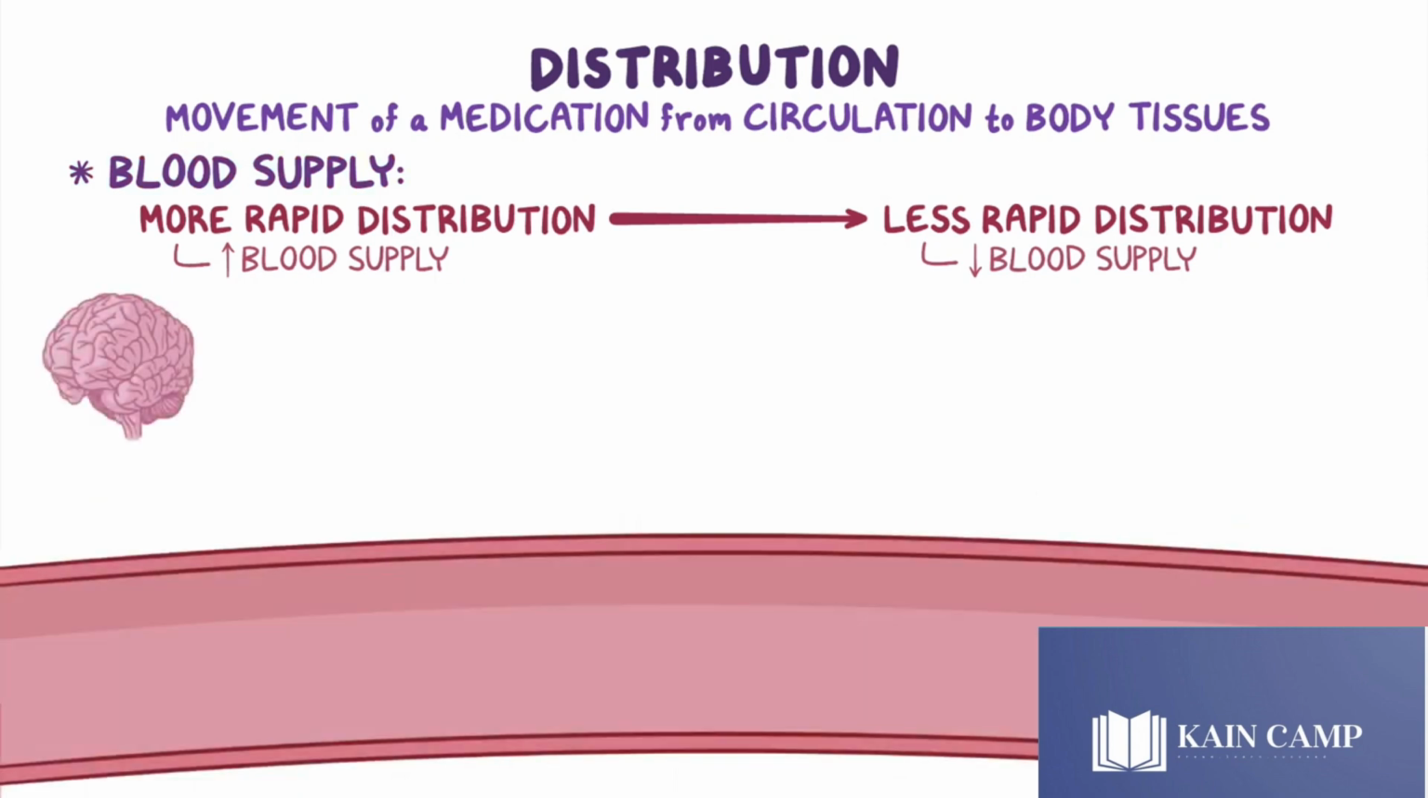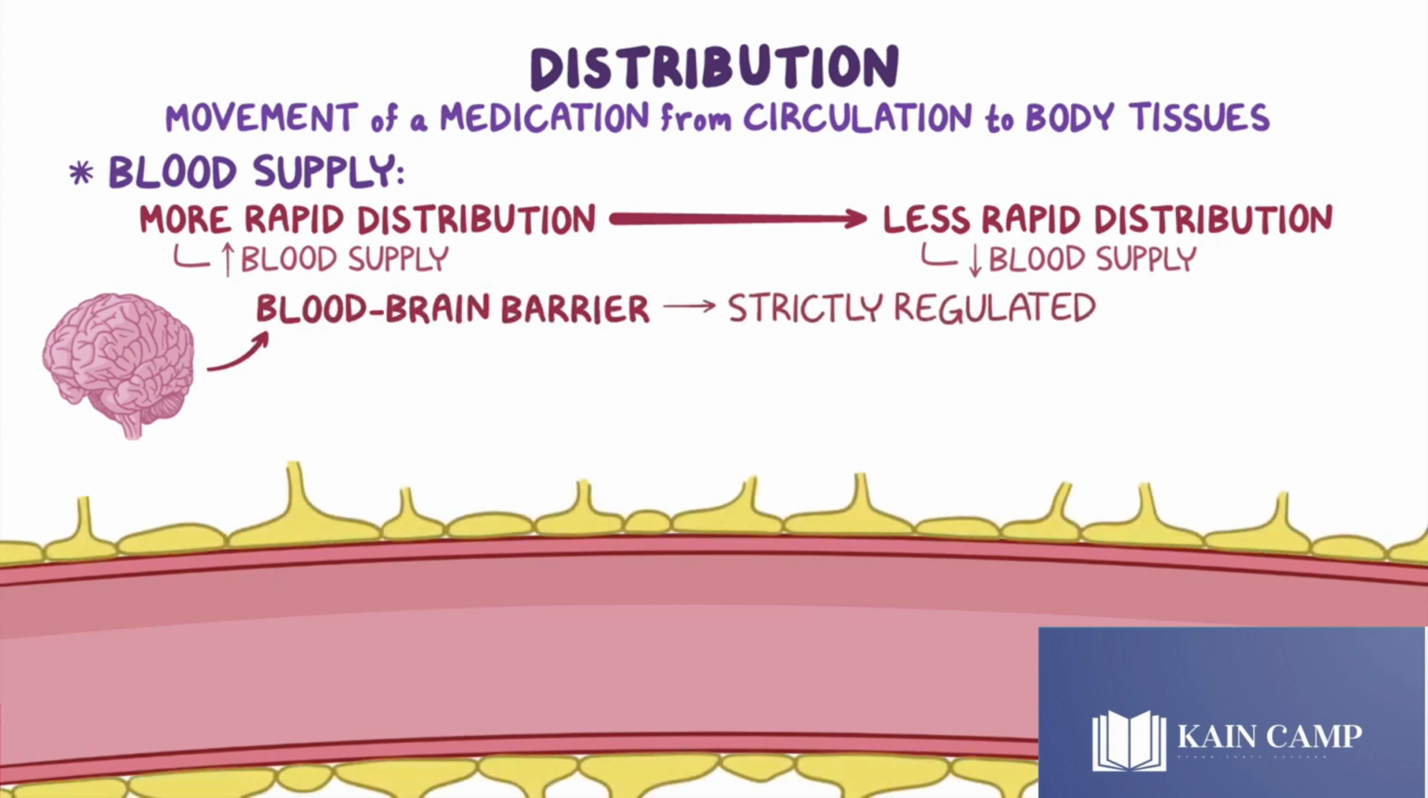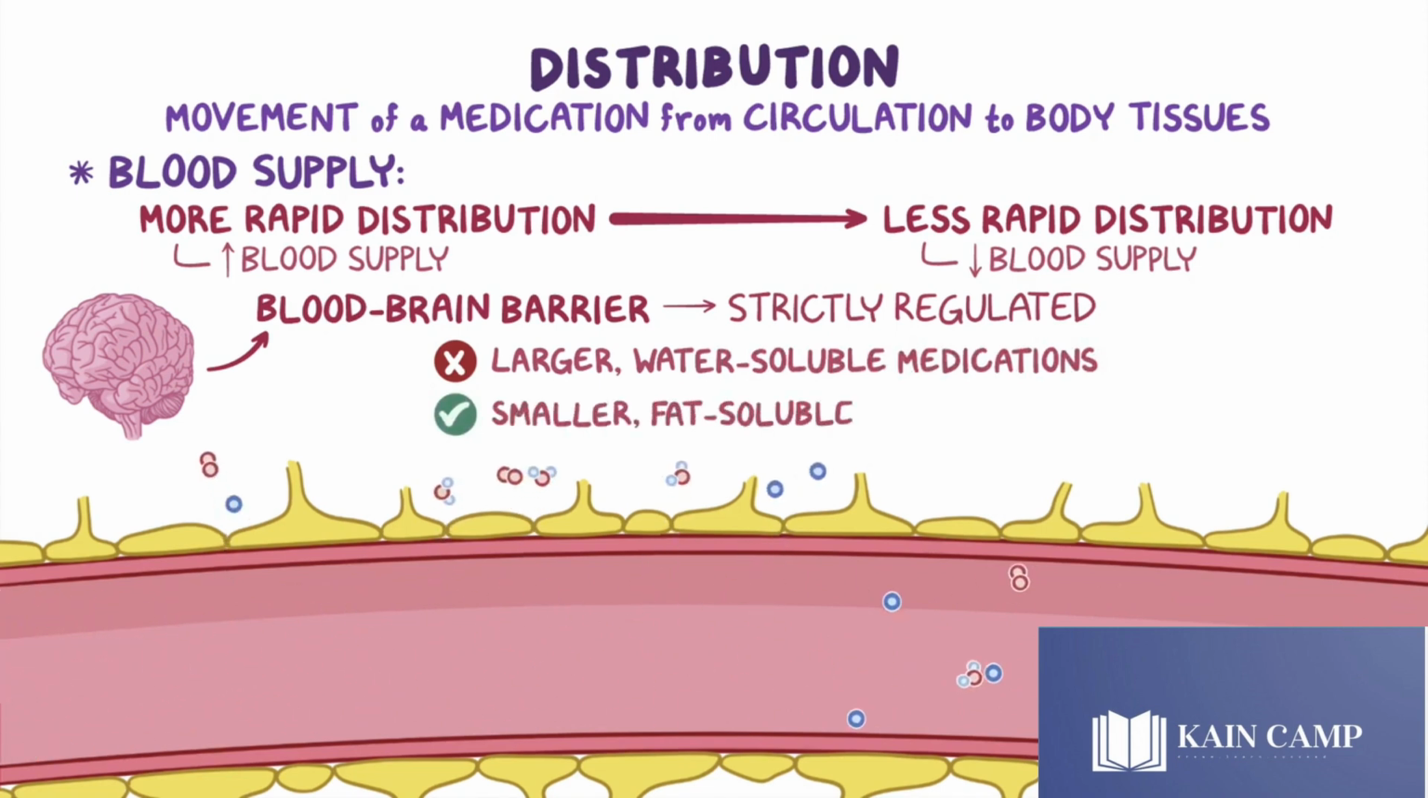Now we have to talk about the brain, and how medication passes through it. The brain has the blood-brain barrier that strictly regulates the movement of molecules. So the larger water-soluble medications can't cross it without help, whereas the smaller fat-soluble medications can easily cross the blood-brain barrier.